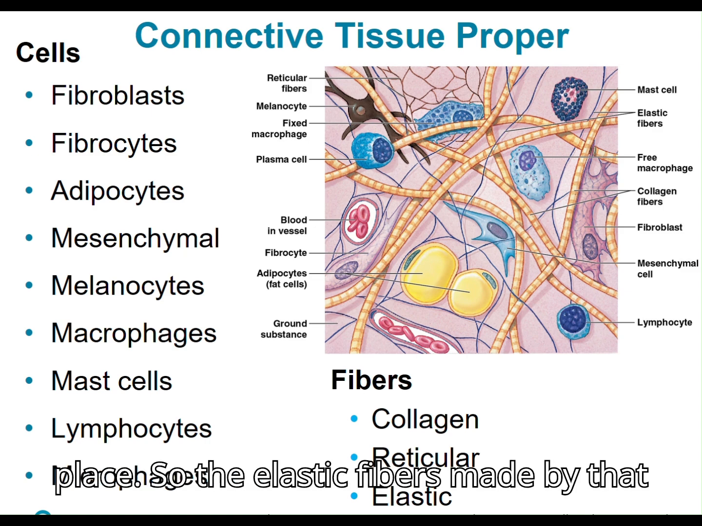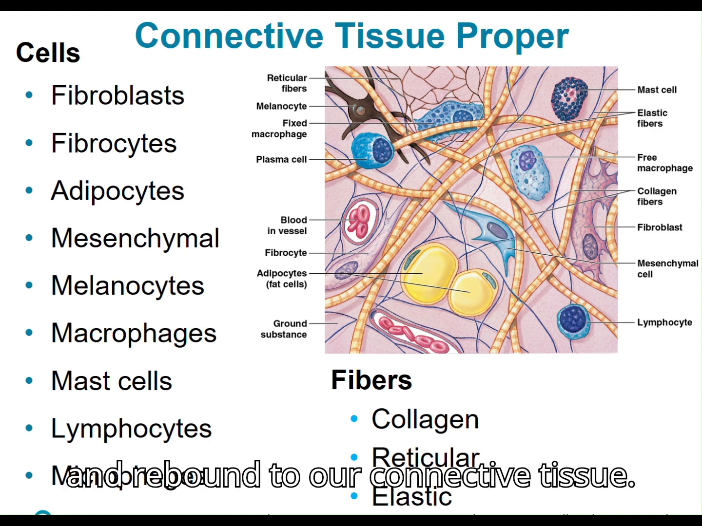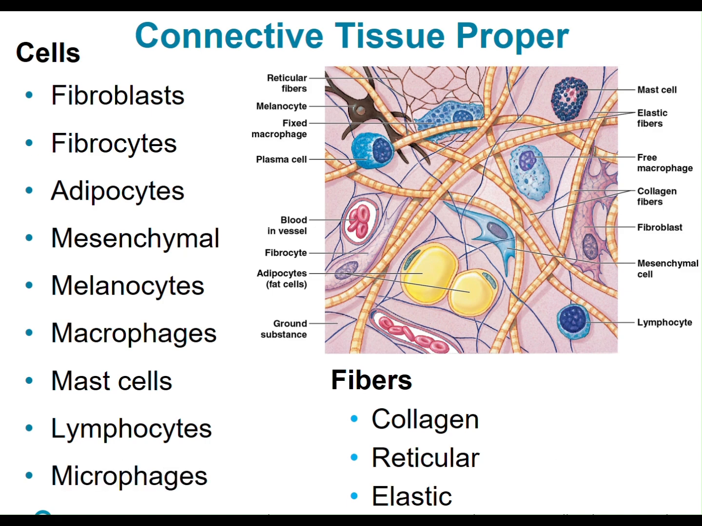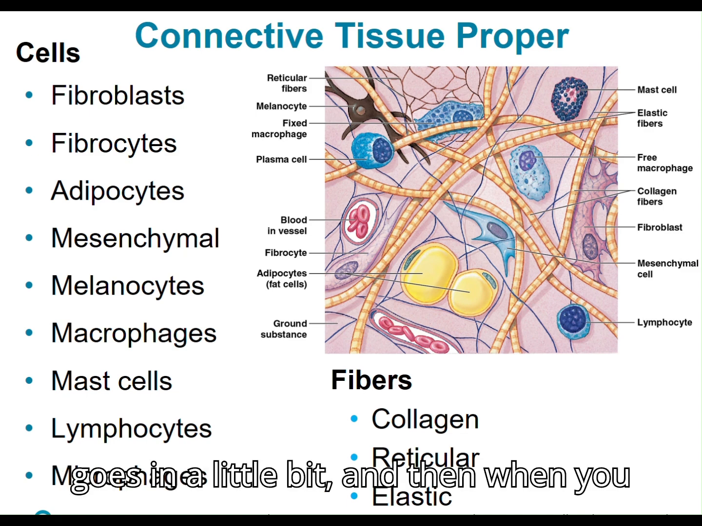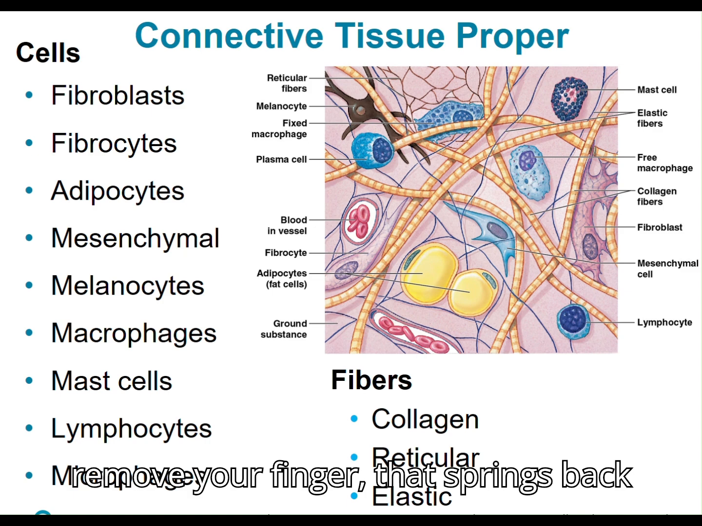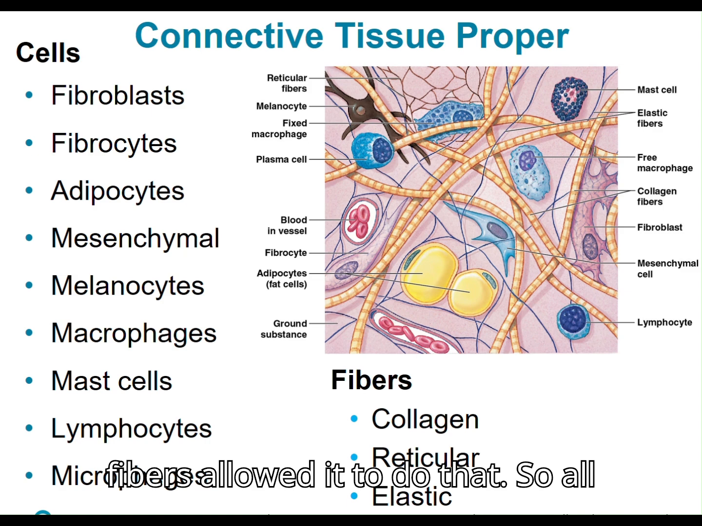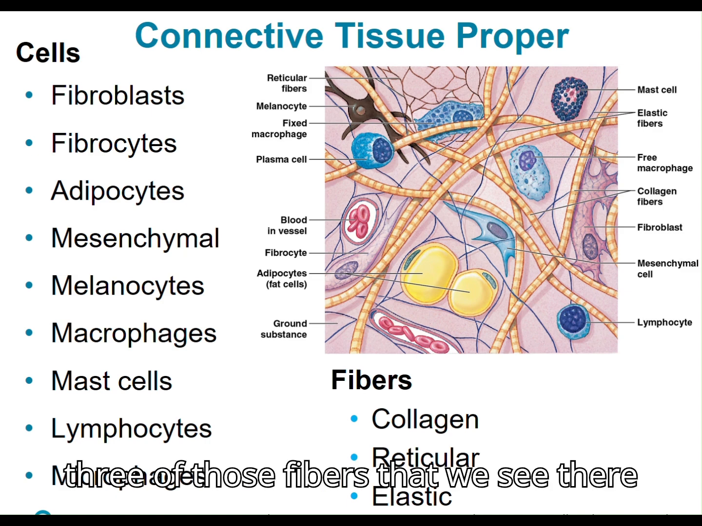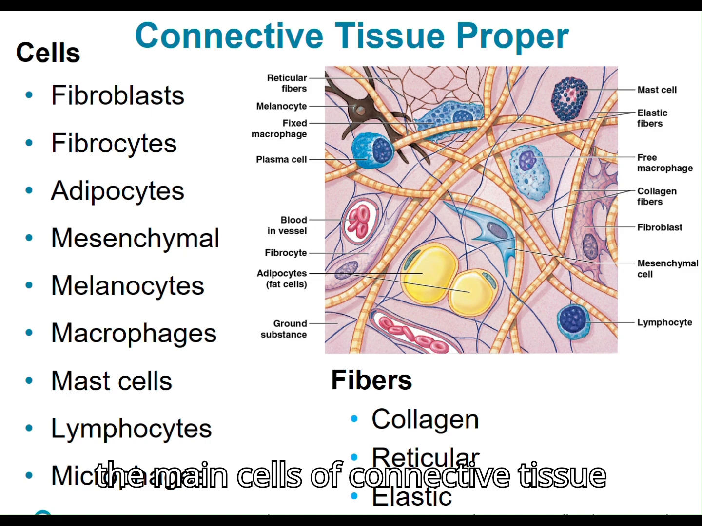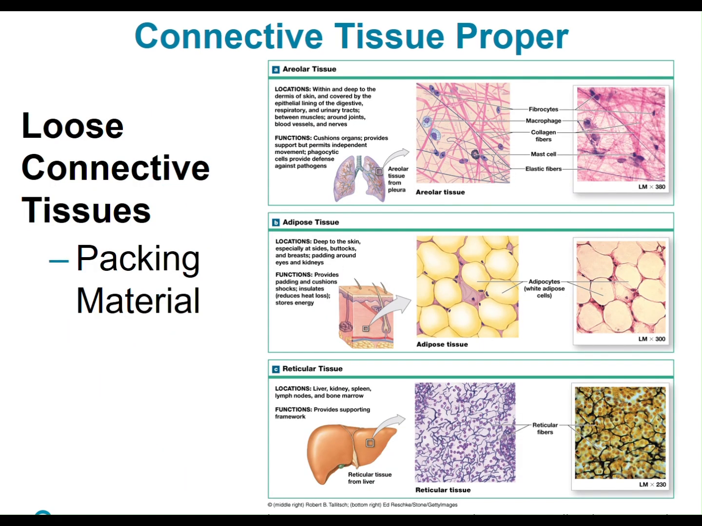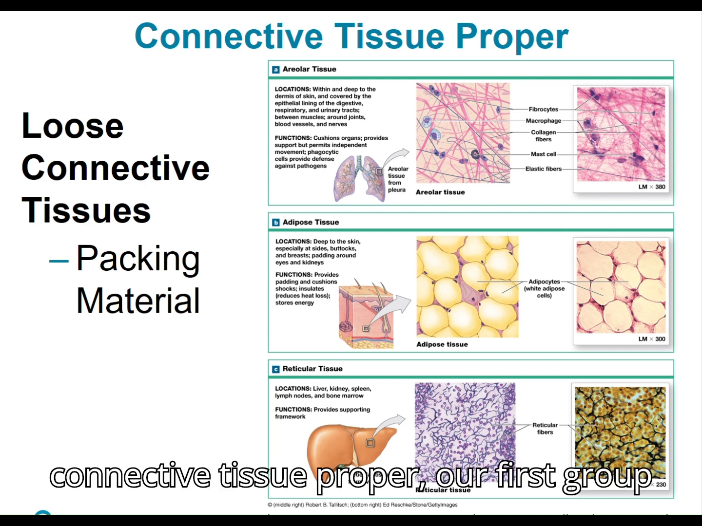So the elastic fibers made by that fibroblast allow us to give resistance and rebound to our connective tissue. So like when you push on your face and it goes in a little bit, and then when you remove your finger, that springs back into place, that's because your elastic fibers allowed it to do that. So all three of those fibers that we see there are made by those fibroblasts, which are the main cells of connective tissue proper.